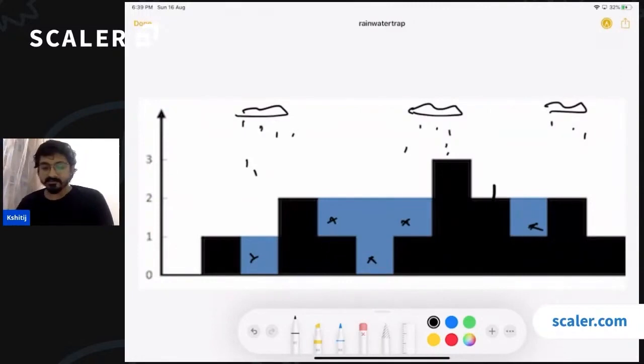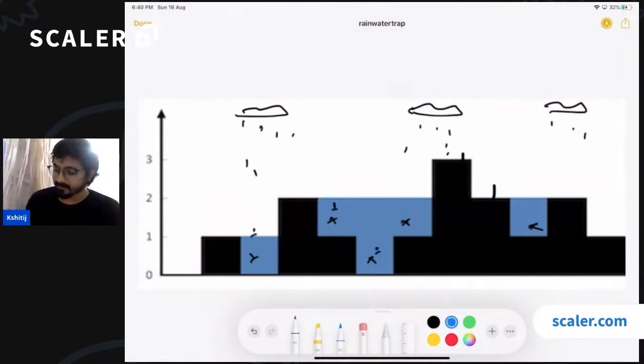So what is the answer for this case? Here we can see that 6 units of water are being trapped, right? 1 unit here, then you have 1 unit here, 1 unit here. So let's actually draw the squares, right? This is 1 unit of water. Then you have 1 unit of water here. Then you have 1 unit of water here, 1 unit here, 1 unit here, and 1 unit here, right?